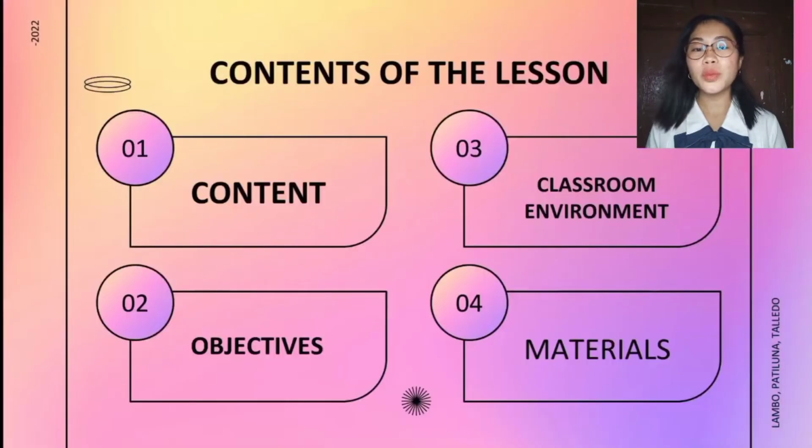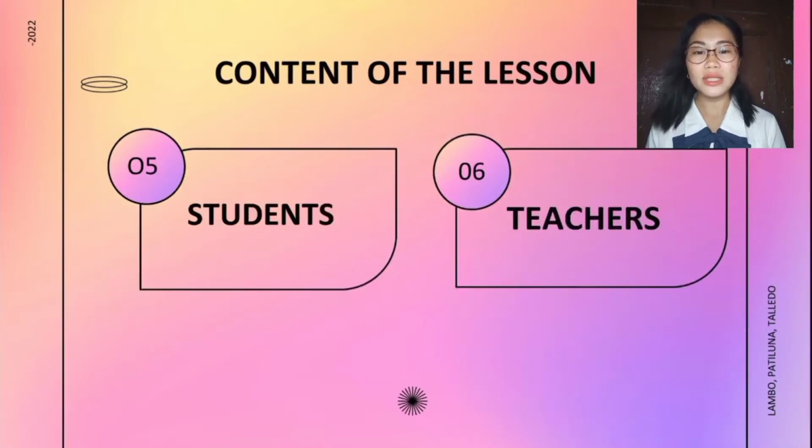And in this chapter, we will together learn six things: content, objectives, classroom environment, materials, students, and teacher, because all of these are crucial in planning for effective instruction.